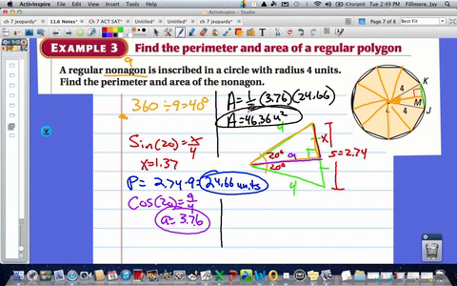So sometimes you can use Pythagorean theorem, sometimes you have to use trig. It depends on what you start out with and what you need to find.